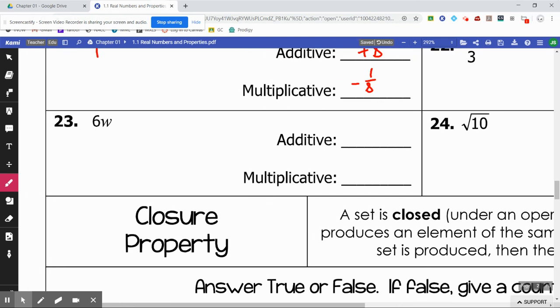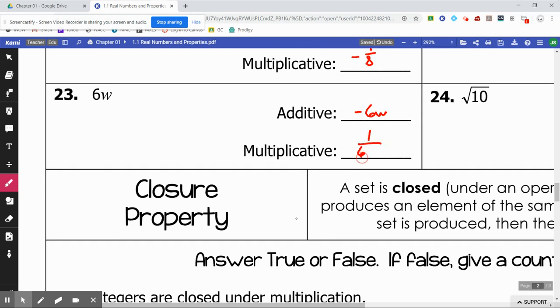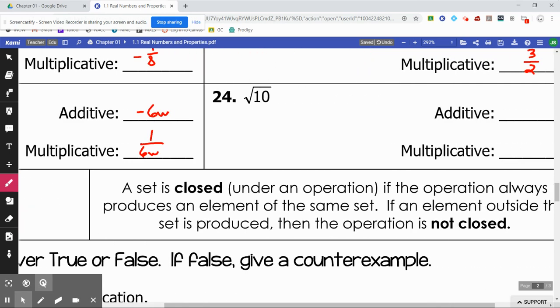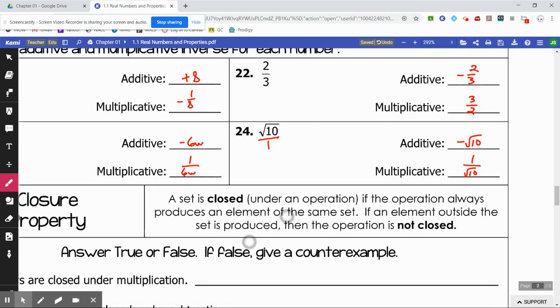The additive inverse for +6w would be -6w, because when you add them, you get the identity element 0. The multiplicative inverse would be 1/6w. Again, just flip it. And 24, the additive inverse of √10 would be -√10. The multiplicative inverse, since this is over 1, would be 1/√10. Now later on, we'll talk about rationalizing. We don't like that root being on the bottom. We'll talk about later how we can get that root off the bottom.